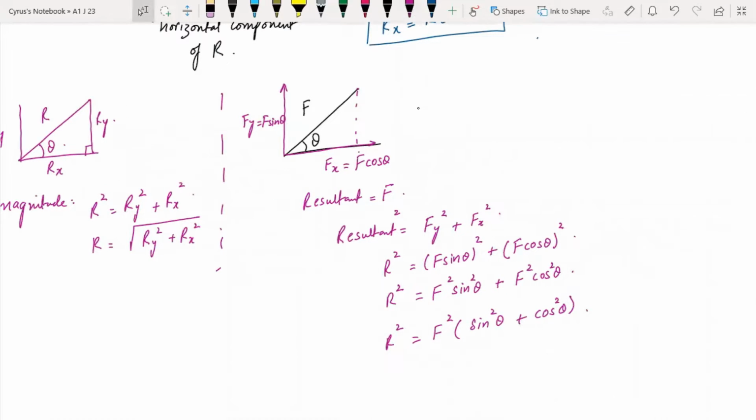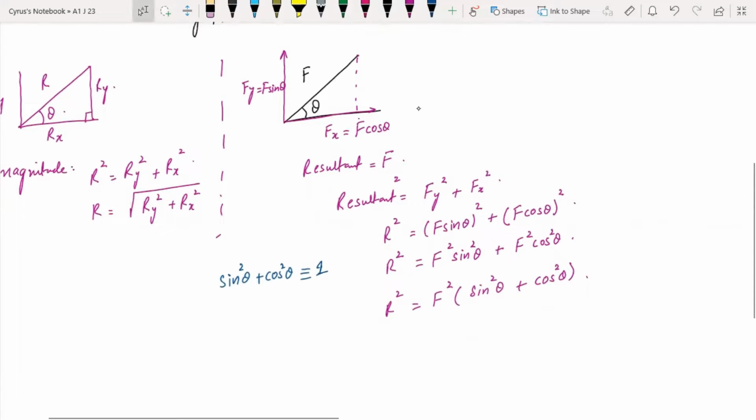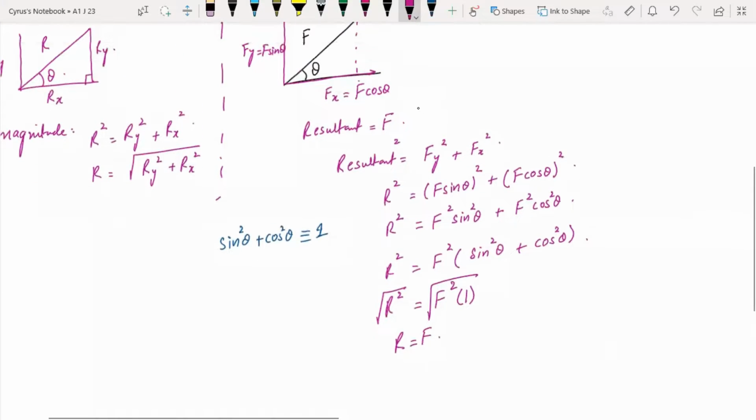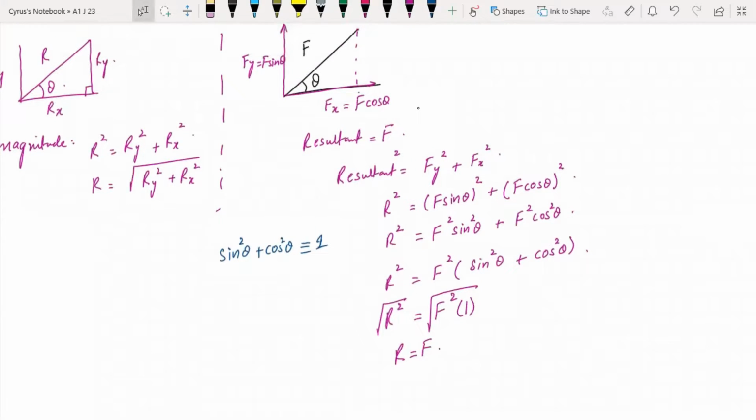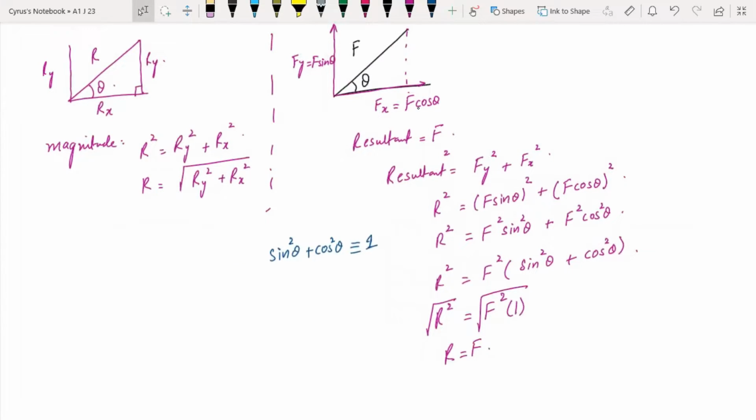There is a mathematical identity which states that sin square theta plus cosine square theta is identical to 1. It's always identical to 1. And this becomes here r square is equal to f square times 1, and r is equal to f. You take the square root of both sides and you get the answer. This is what you're going to do. This is the method of finding the resultant, right?